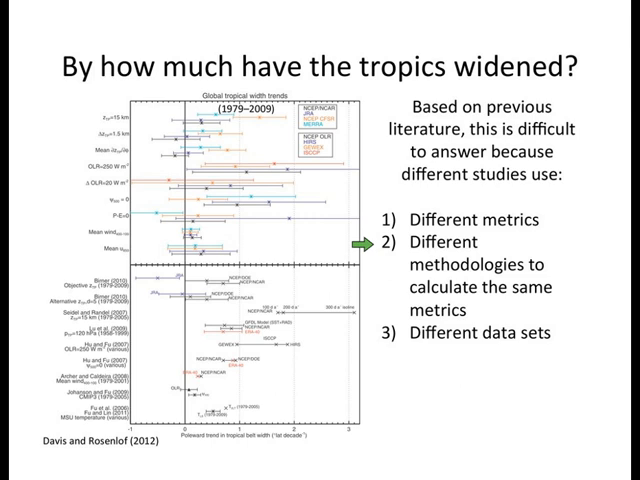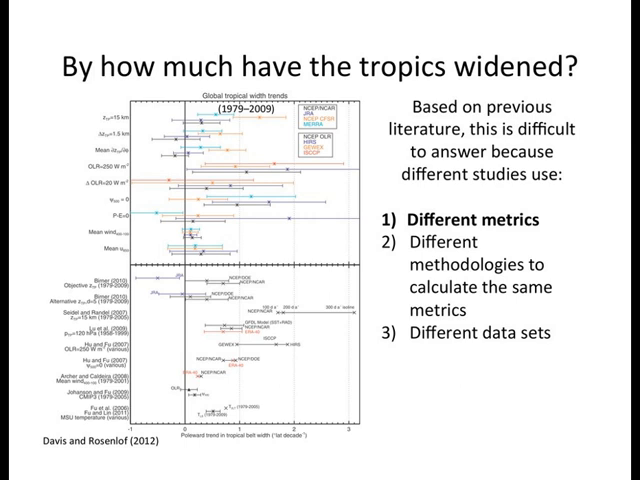The second is defining some standard methodology for how you should calculate these things. And then finally dealing with the fact that different data sets give you different answers. We've made quite a bit of progress in the working group in addressing these issues, and I'll talk through these in the next 10 minutes or so.